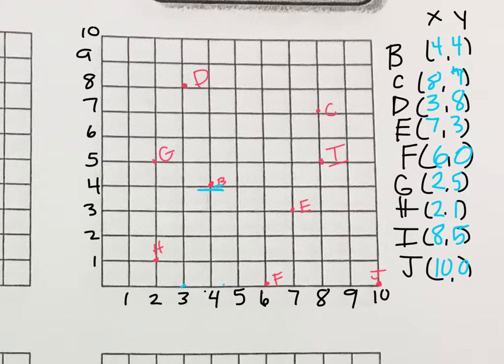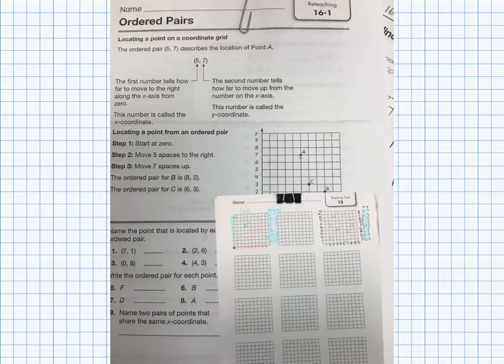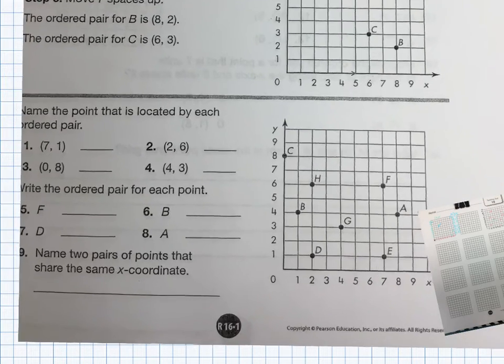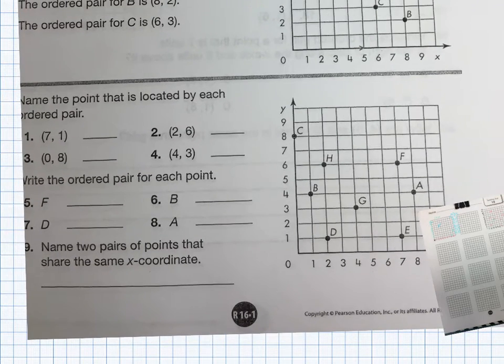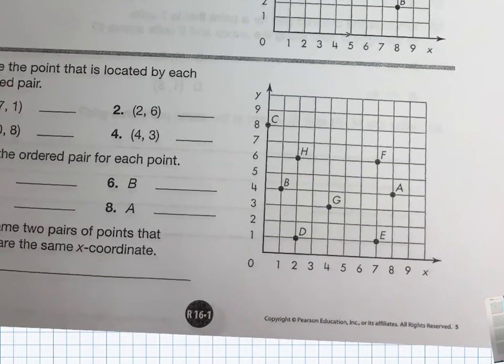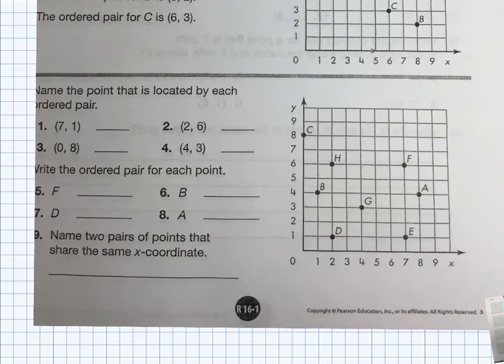I think we have ordered pairs and coordinate points. So sometimes you're going to get a grid like this that you've got to plot the points, and sometimes you're going to get a grid where they're already plotted, and you've got to come up with the ordered pair. Now, let's look at number 1 together. On this one, they have given us the ordered pairs. We've got to put the letter where they're located on the coordinate plane.